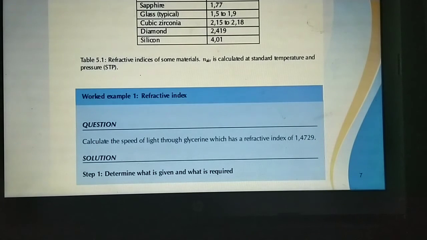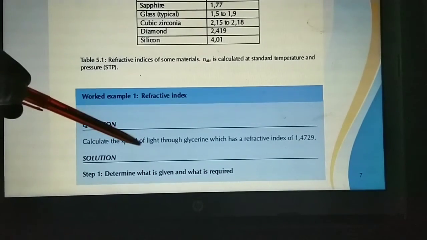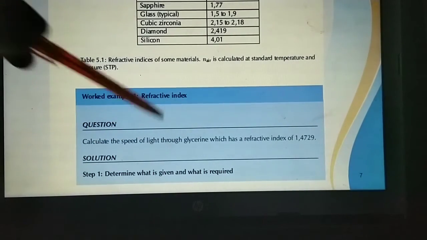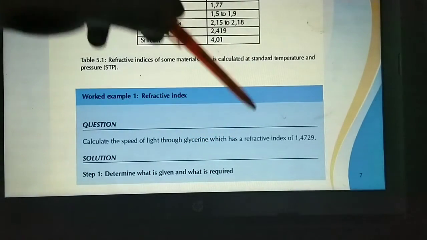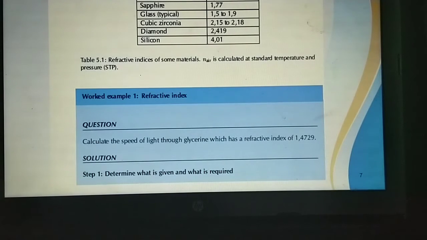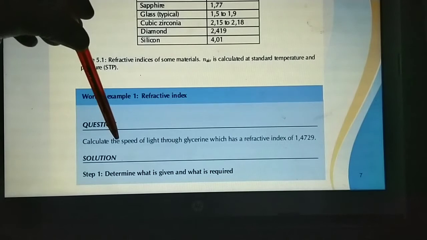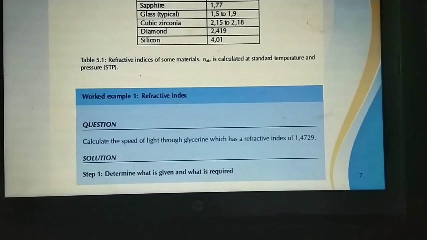Right. Let us look at the problem here. You are given a question, the worked example. They say calculate the speed of light through glycerin, which has a refractive index of 1.4729. So you are looking for the speed of light. What are you going to do?